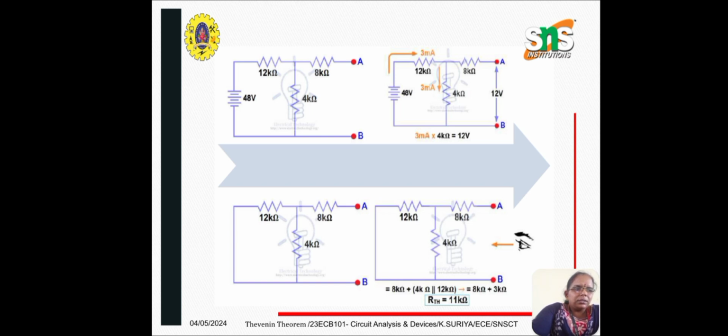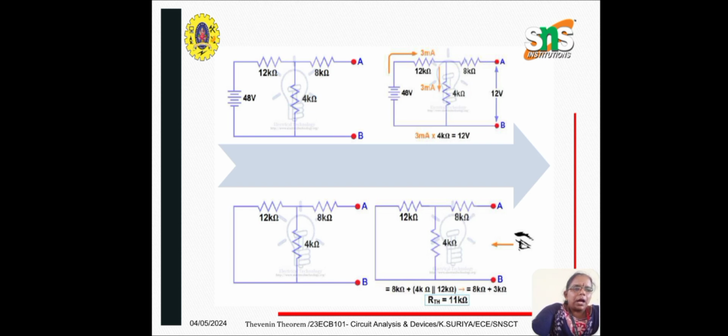So here current is calculated by I is equal to V by R. So 48 divided by 12 plus 4, which is 16. So 48 by 16 will give you 3 milliamps. So current through the 4 kilo ohm resistor is 3 milliamps. So 3 into 4 kilo ohms, you will be getting 12 volts. So either you can use voltage division rule, or you can calculate current, and from the current you can calculate the voltage across 4 kilo ohms. So this is your Thevenin voltage, which is 12 volts.